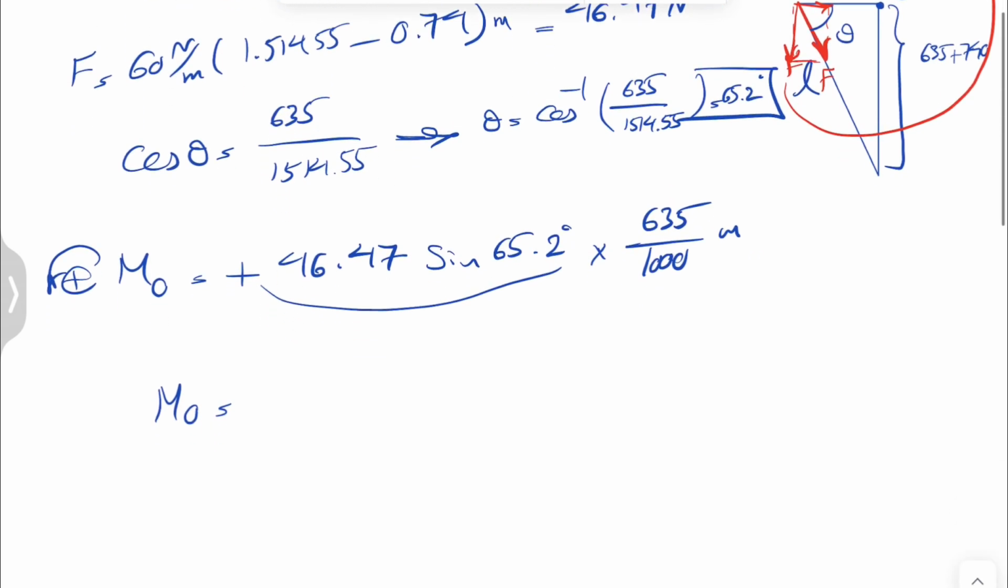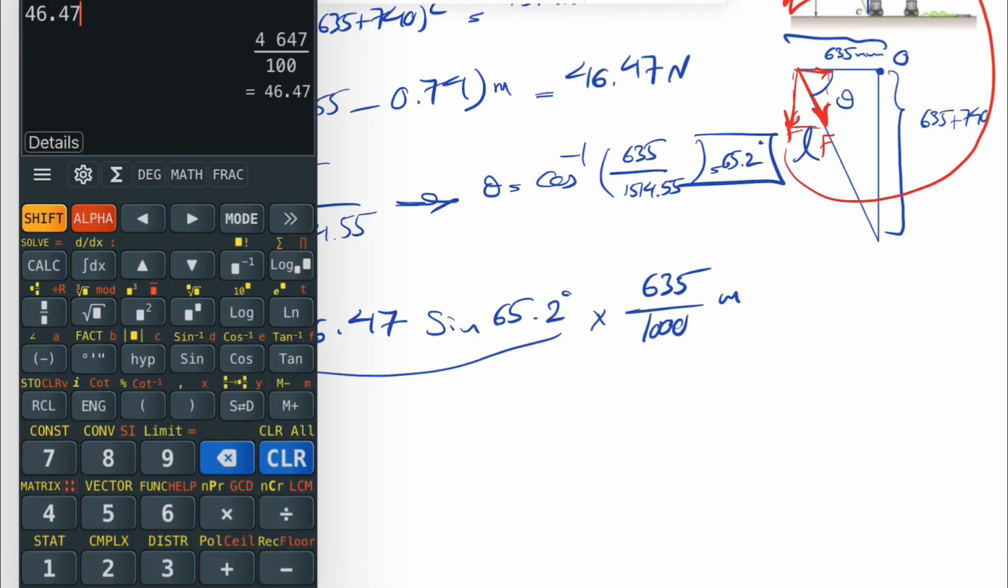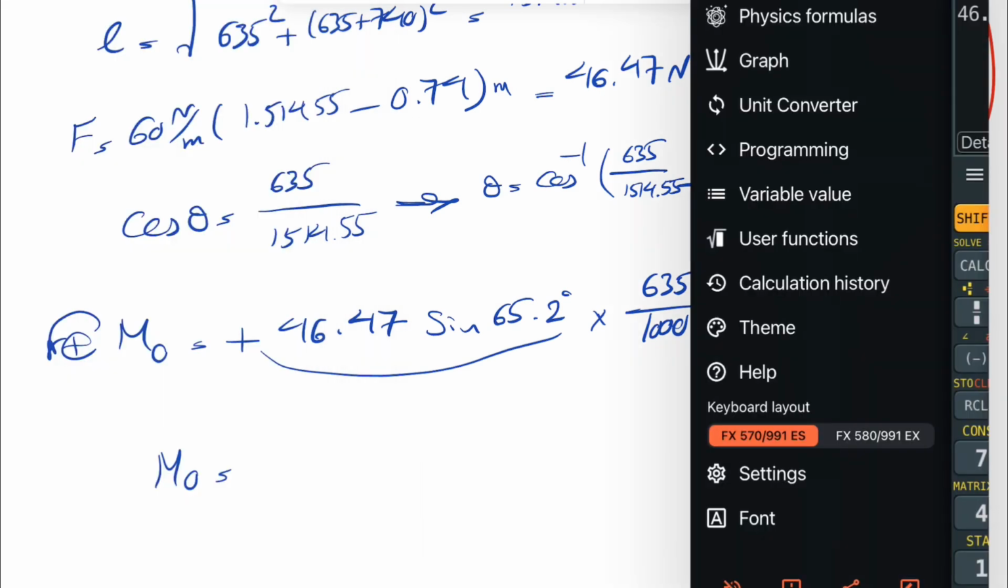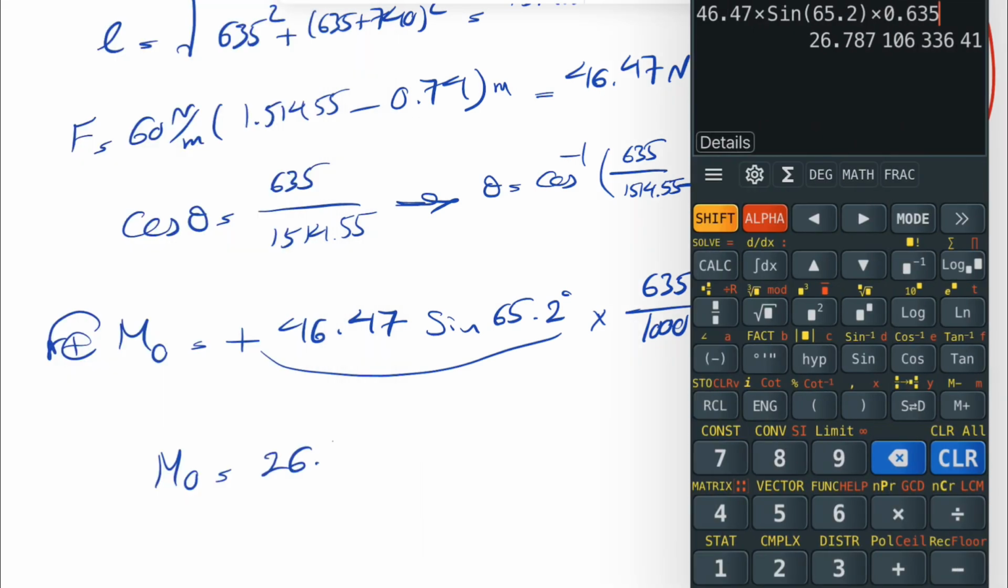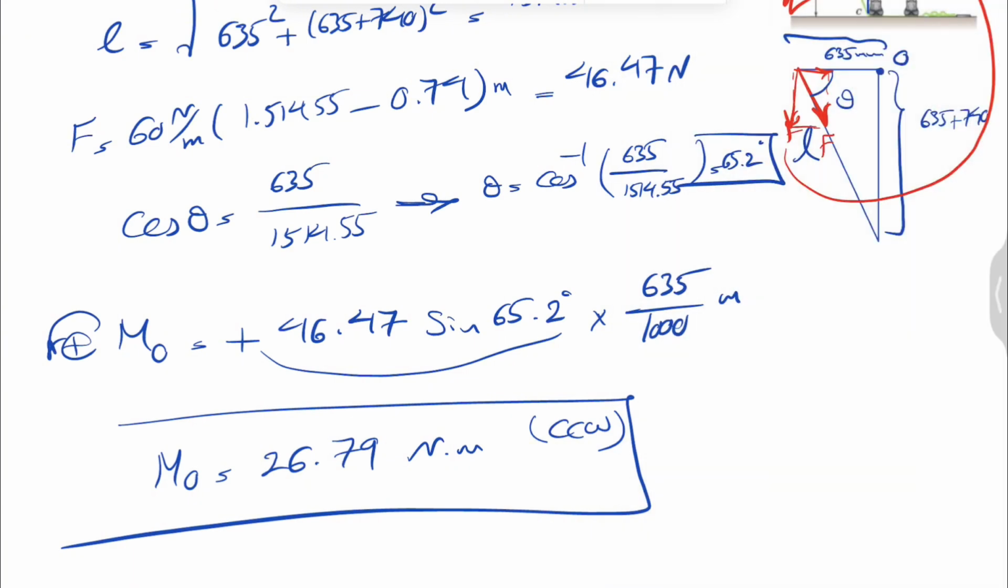So let's calculate this. 46.47 times sine of 65.2 times 0.635. And that's going to be the final answer, 26.79 Newton meter. And as I mentioned, the moment is going to be counterclockwise.